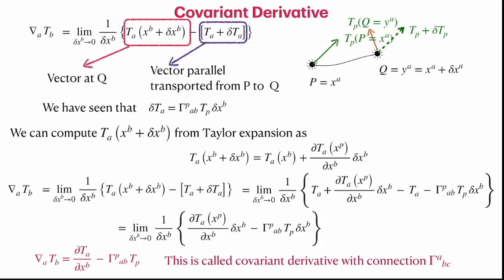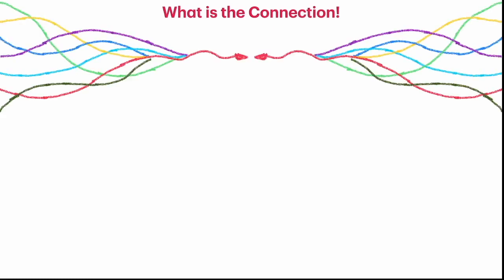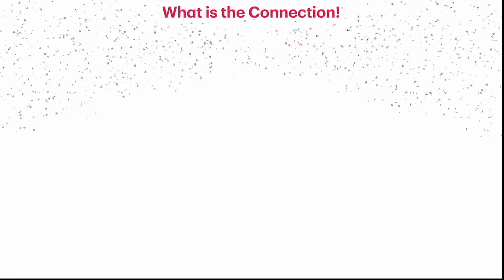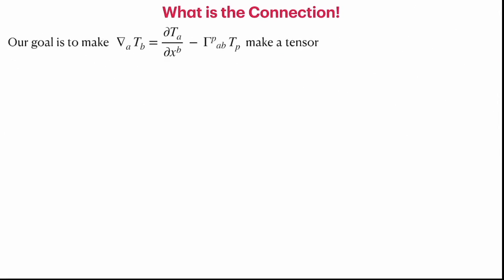You have at present full freedom to choose gamma. So how should we be choosing the gamma? What is the connection here? A connection is a way of transporting a vector field from one place to another, in such a way that the derivative can be taken. So our goal is to have a differential operator on the tensor field.